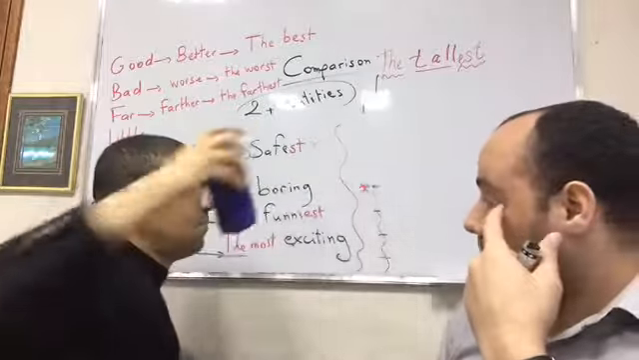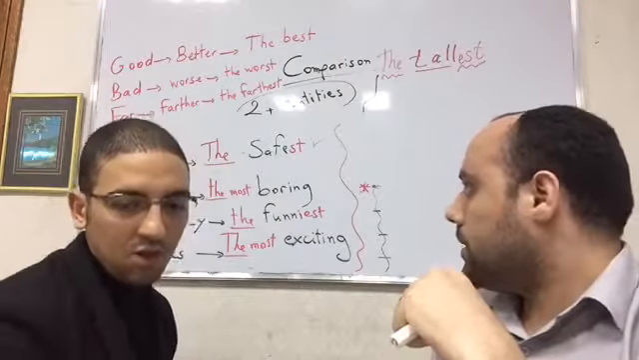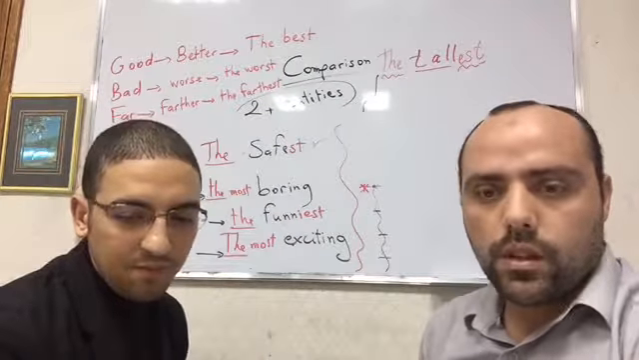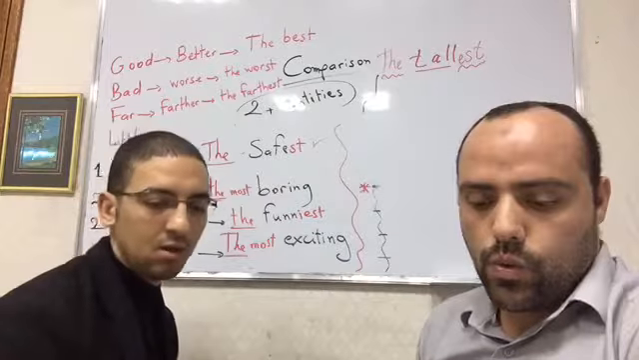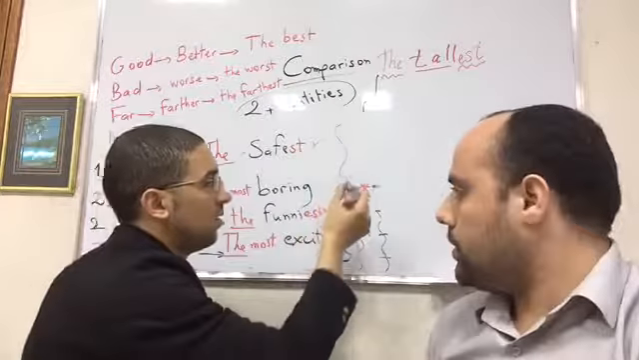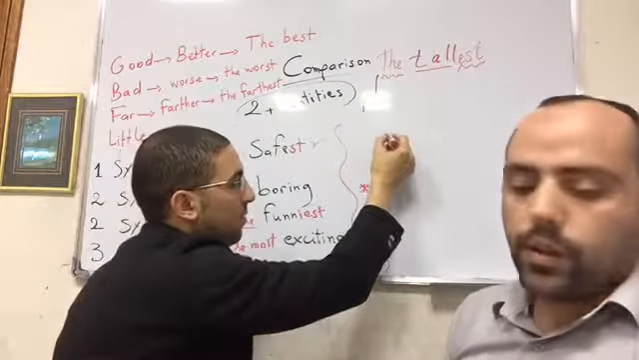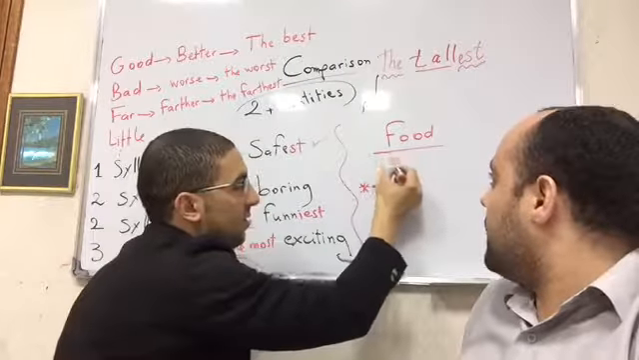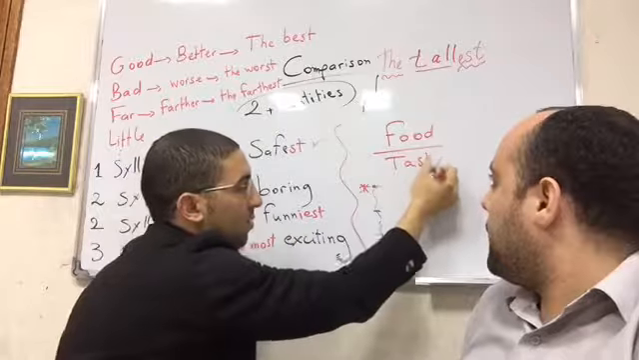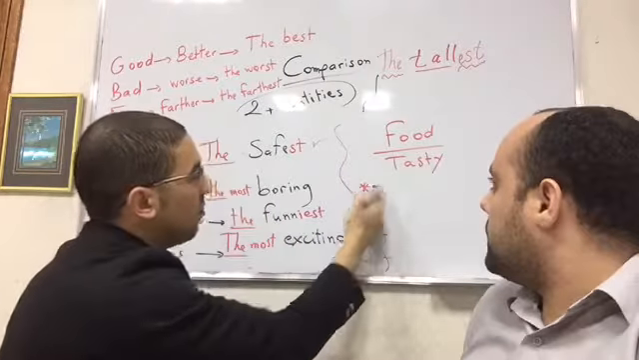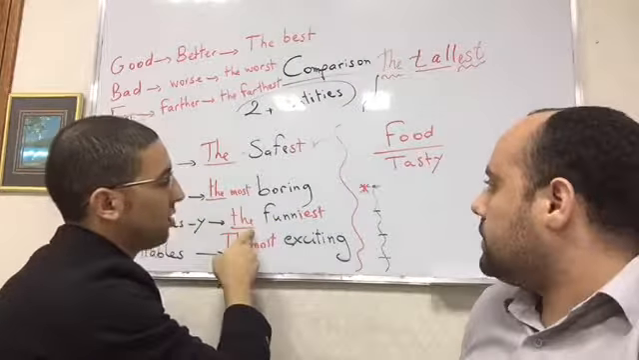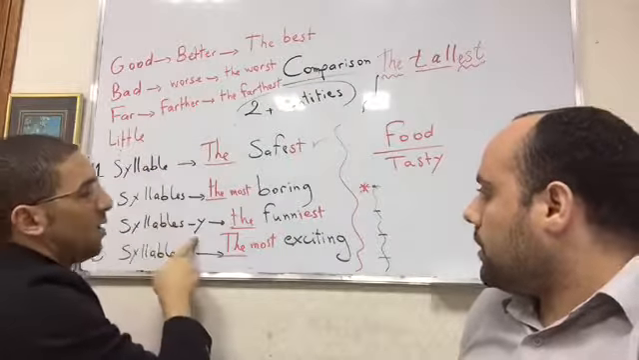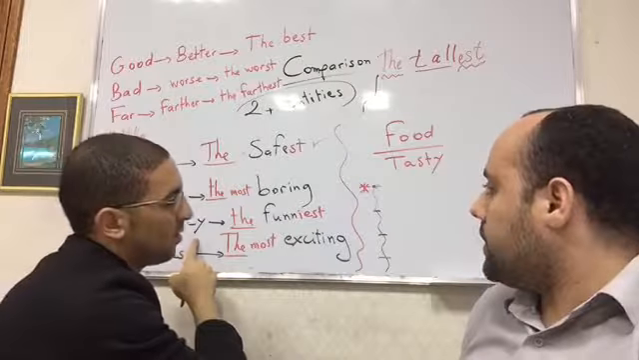We're going to compare other things using superlative adjectives. Let's use food here, and the adjective tasty. And remember, tasty falls under this group. It has two syllables and ends in Y, so it's going to be the tastiest.